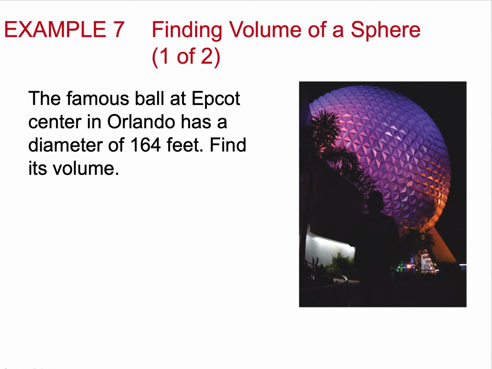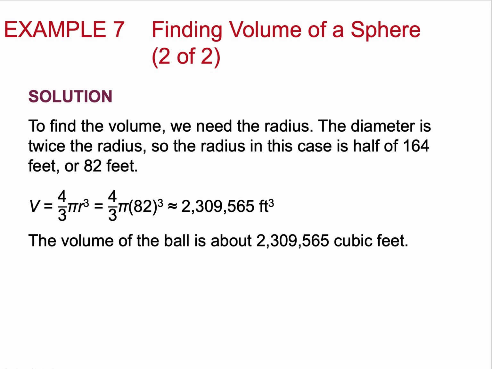So if we look at an example, the Epcot ball is the most famous example of a sphere. It has a diameter of 164 feet. So to find the volume, I'm going to have to figure out, well, 164 feet is the diameter. I need the radius, so I'm going to divide it by 2. Then I'm going to plug it into the formula, and I'm able to get my answer in cubic feet.